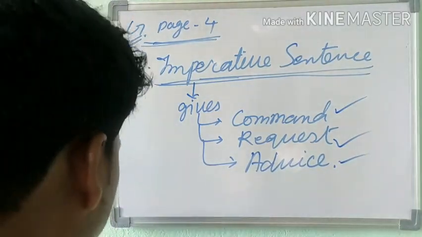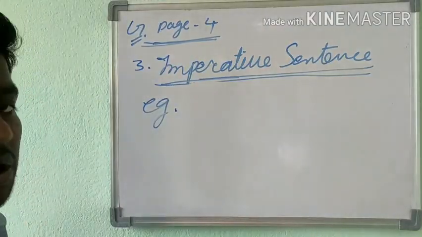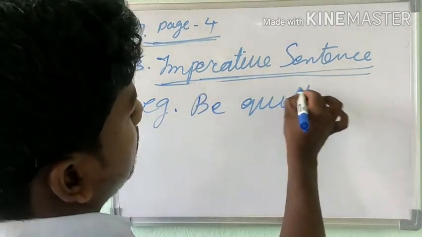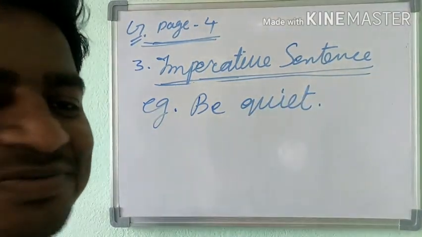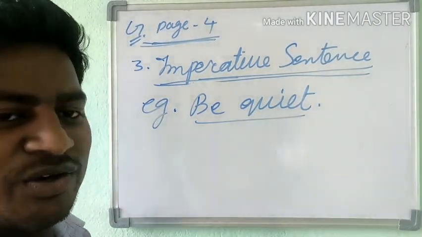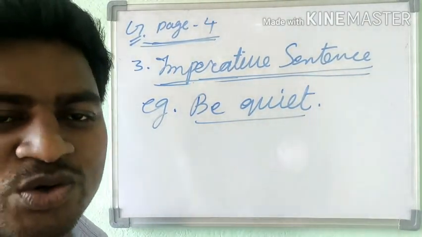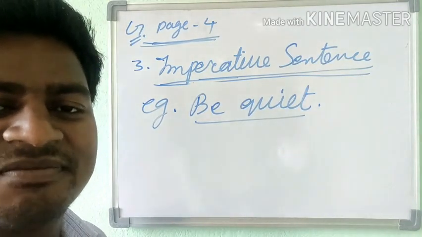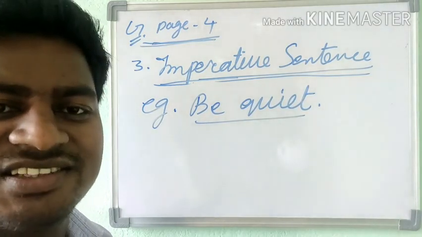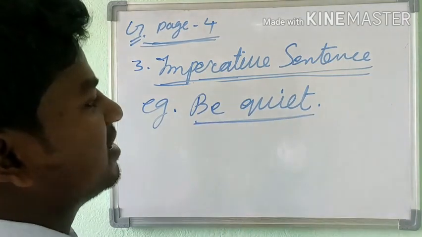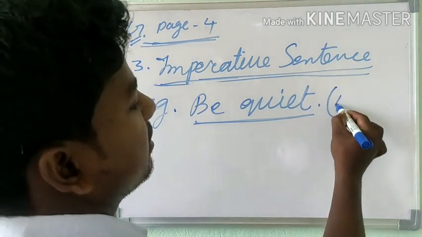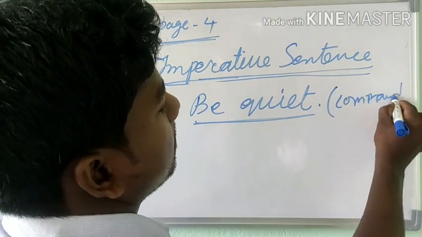Clear? Now let's go for the examples. For example, we have: be quiet. Sometimes in the class while the teacher is teaching, you people talk. So the teacher gets angry and says, be quiet. It gives a command. So this is a sentence called imperative, giving command. Okay, good.